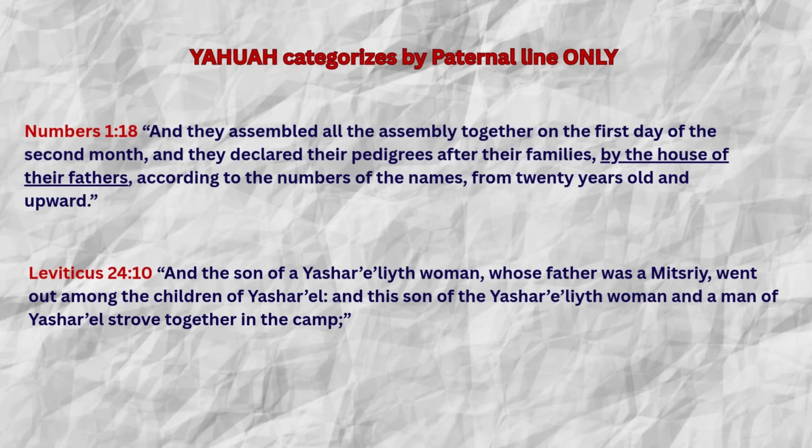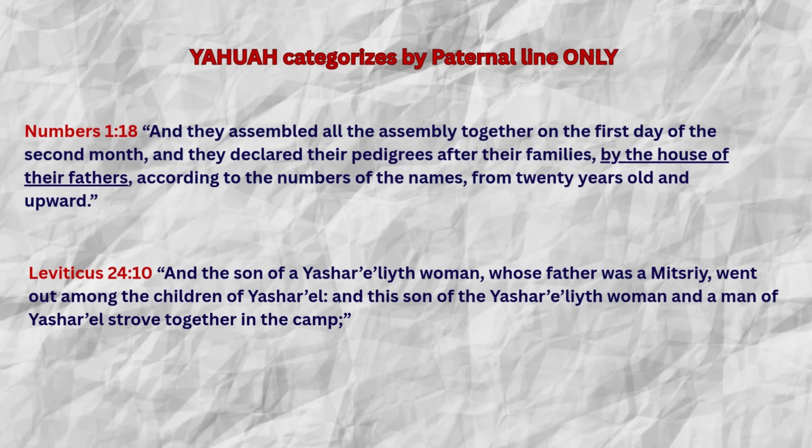In Numbers 1:18, we read, "And they assembled all the assembly together on the first day of the second month, and they declared their pedigrees after their families by the house of their fathers, according to the numbers of the names from 20 years old and upward." So all the nations on earth are categorized according to their paternal lines. The maternal line does not determine your pedigree.